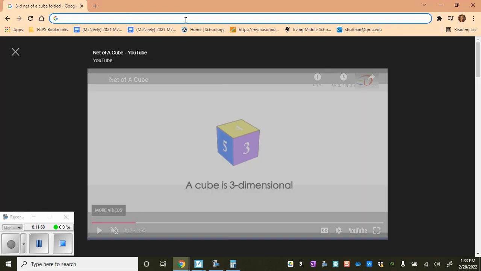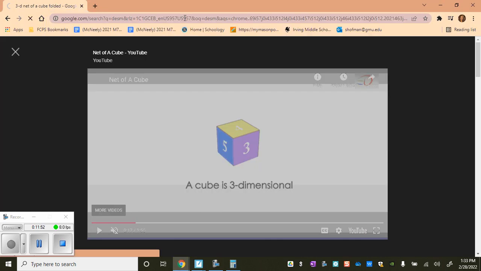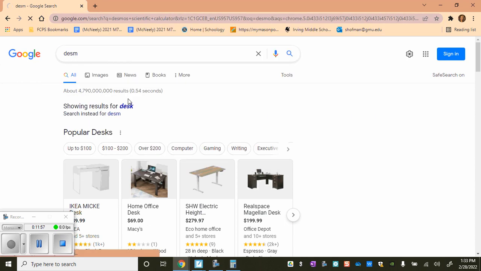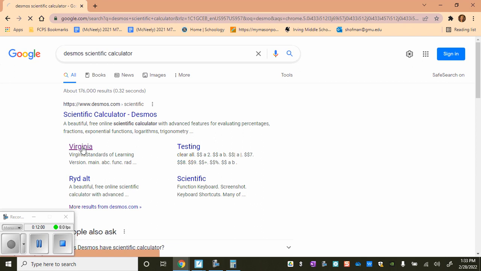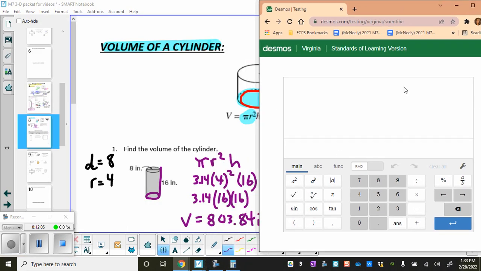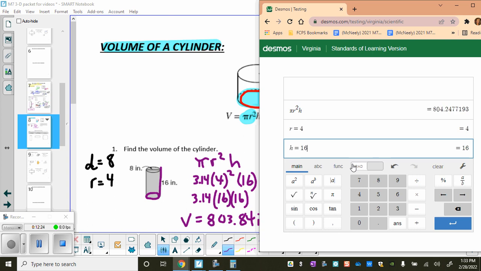Now I'm going to open up Desmos real quick. Whoops, sorry, not a desk. Let's get the Desmos scientific calculator. And I'll remind you guys that you can tell Desmos, okay, I need pi, and I'm going to type in an r, which is going to get squared. So I've typed in pi r squared and then an h. Now I just need to tell it what the radius equals, and here the radius was 4. The height was also a 16.